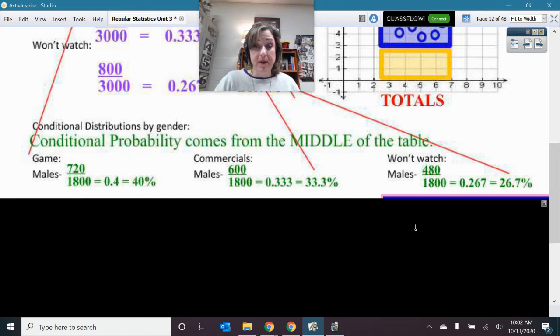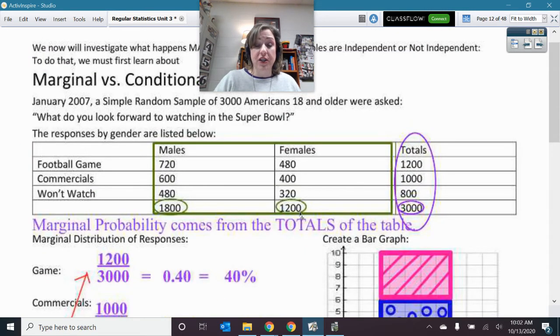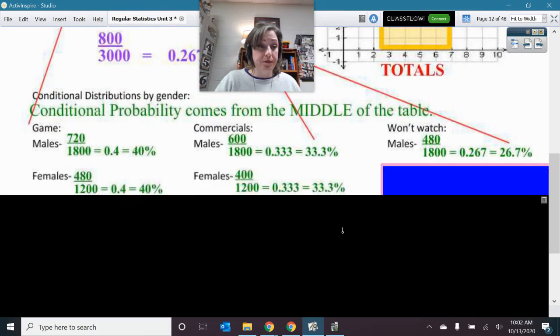Let's look at it for females. For females, my denominator is going to be 1,200. Out of the 1,200 females in my sample, what's the rate at which they watched the football game, did commercials, or didn't watch at all? So let's take a look.